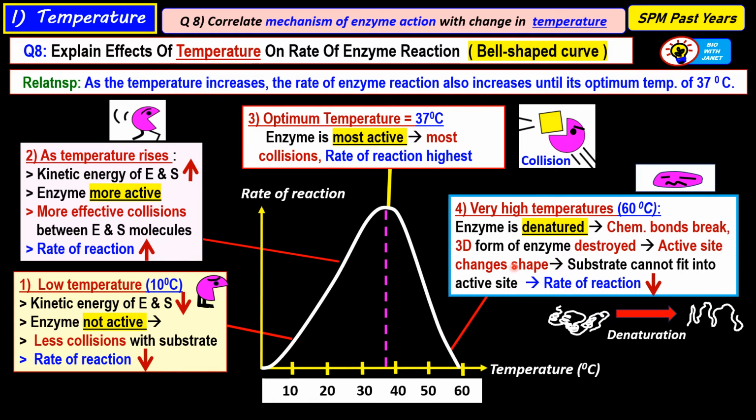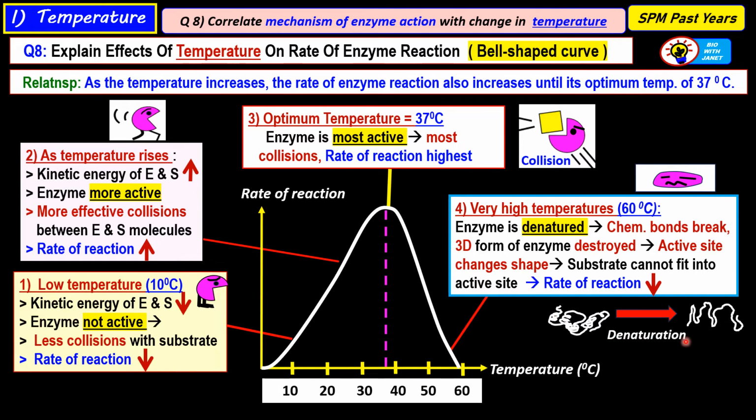Why? Because at this stage, the enzyme becomes denatured. It means that the chemical bonds in the enzyme break down, and the three-dimensional form of the enzyme is being destroyed. Okay, for example, you can see here, this is the shape of the enzyme when it is normal and active and able to catalyze reactions.